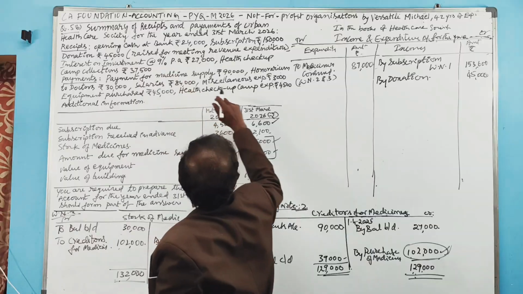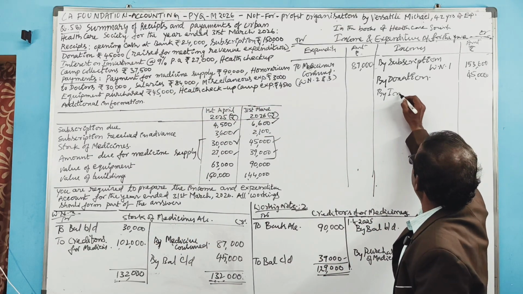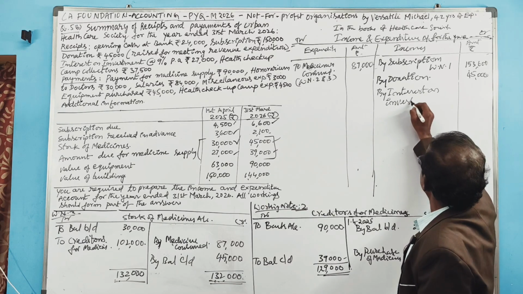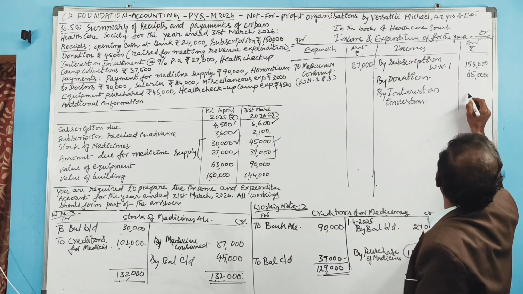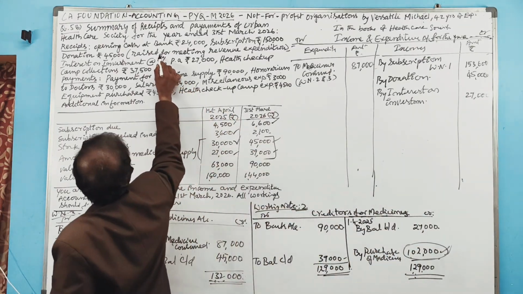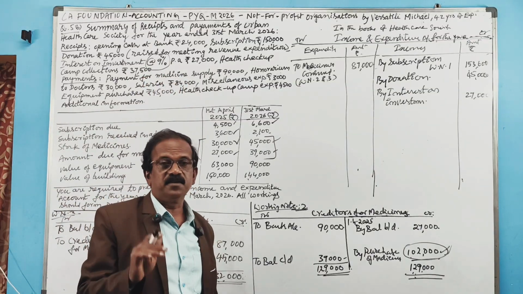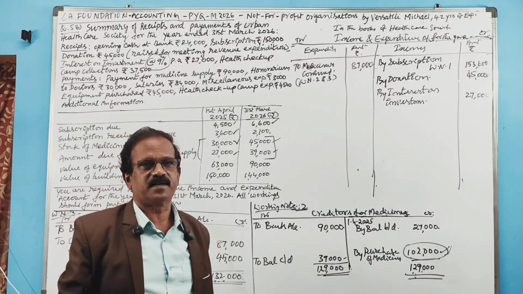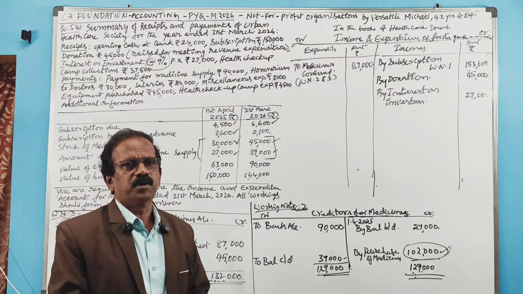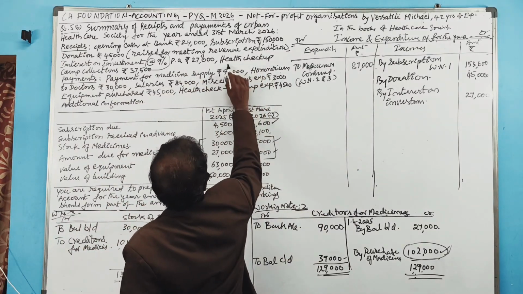Now, interest on investments 9%. It is an income. Regularly it comes by interest on investments, 27,000. You don't need to consider this 9%. This 9% will be considered only for calculating the value of the investment. Here we are not going to prepare any balance sheet. That is the reason we don't bother about 9%. Leave it.